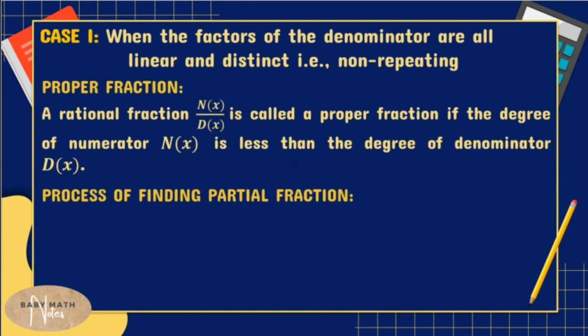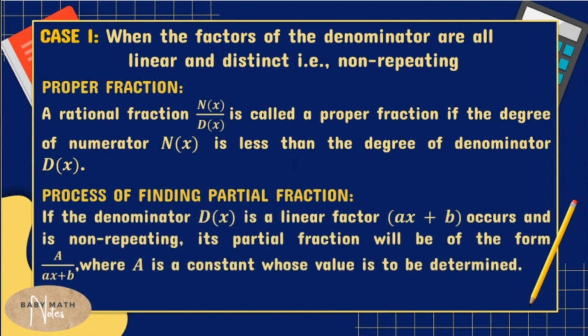Next, this is the process of finding partial fraction. But take note, this is for case 1, okay? If the denominator is a linear factor and is non-repeating, its partial fraction will be of the form A over ax plus b, where A is a constant whose value is to be determined. So, mamaya, ipapakita natin yan.